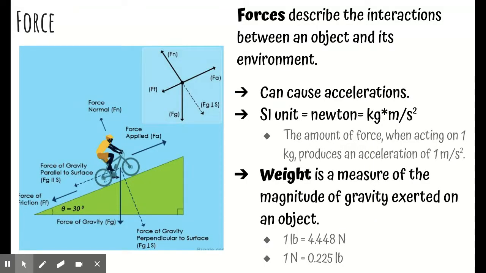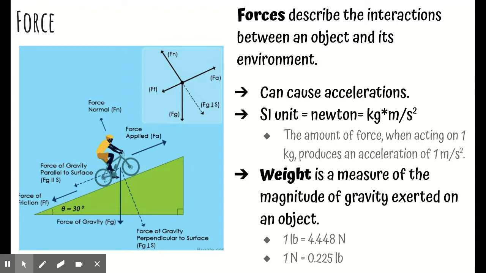We know that forces describe the interactions between an object and its environment. These can cause accelerations, and that includes decelerations. If you look at the force diagram here on the side, you have a person riding a bike up an inclined plane. So you can obviously see where there are some angles involved.